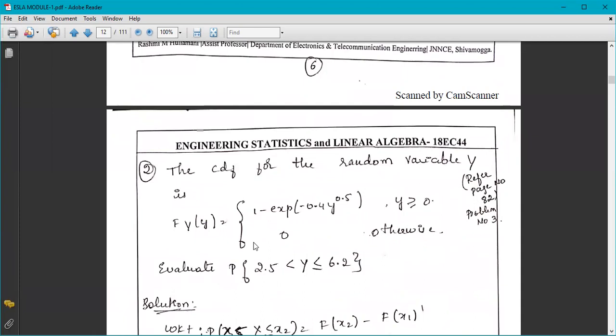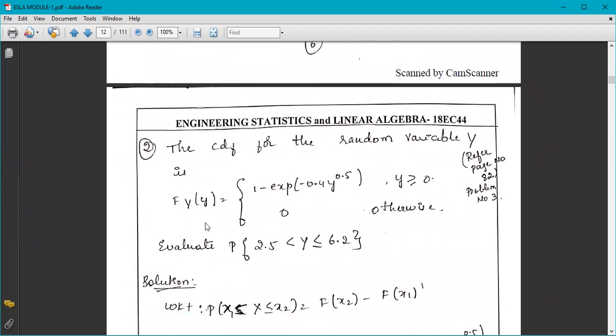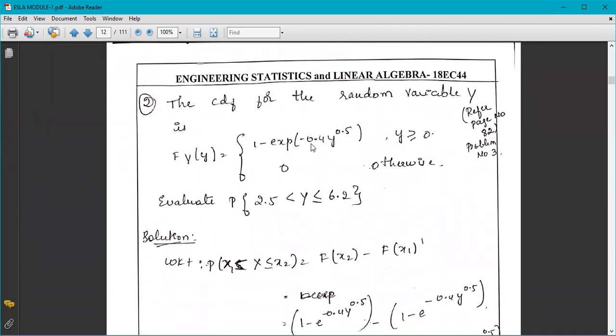Problem number 2. The cumulative distribution function for the random variable y is F of y, where small y is a value of the random variable y. The function is 1 minus exponential of minus 0.4 y power 0.5, which is the same as the previous problem, for y greater than or equal to 0, or 0 otherwise. Evaluate the probability of 2.5 less than y less than or equal to 6.2.